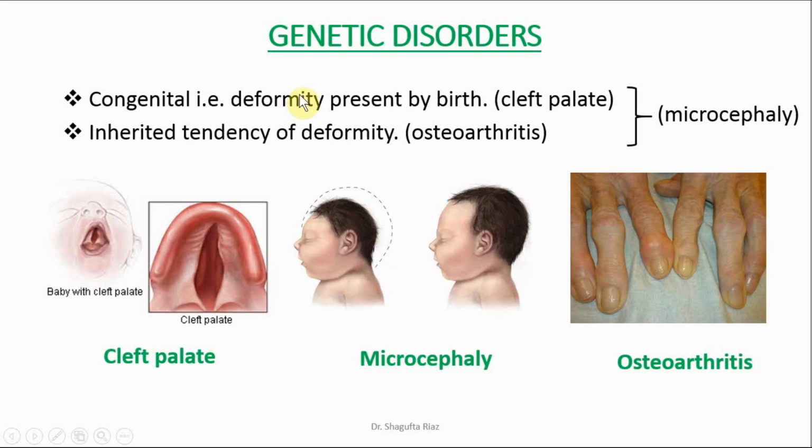So there are two main types of genetic disorders. They can be by birth, that is congenital, or the tendency of that particular deformity inherited by the persons, right?